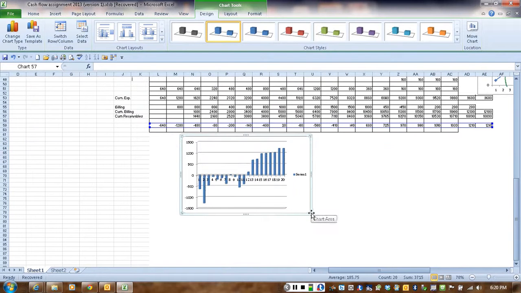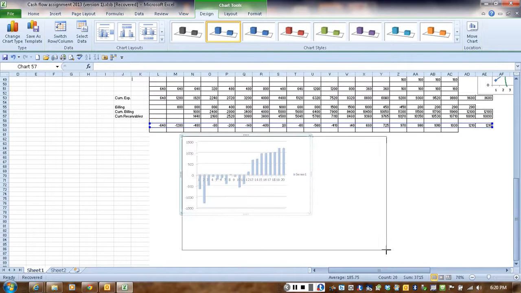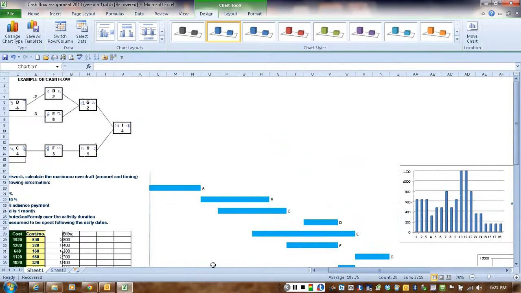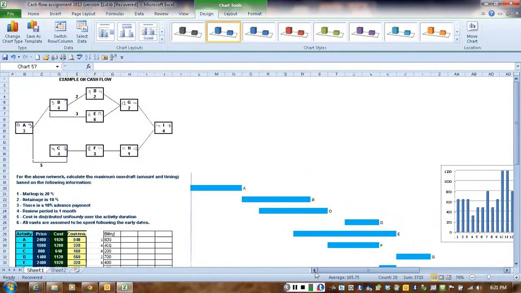So what we're saying here is that you are going to have a negative cash flow until pretty much month 12. That's where you're going to start having money received exceeding the money that was spent. So all of that is going to be in the red, and that's going to be in the black. Forget about the advance payment. We're not going to discuss it this time.